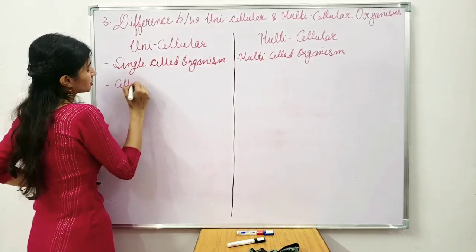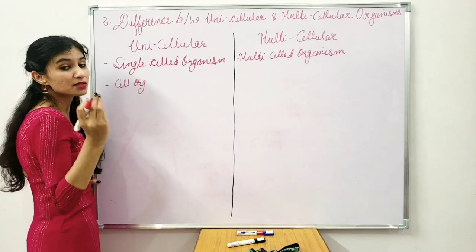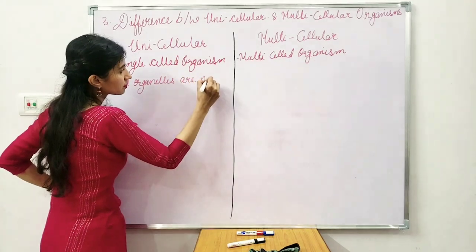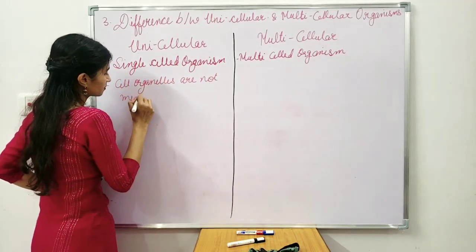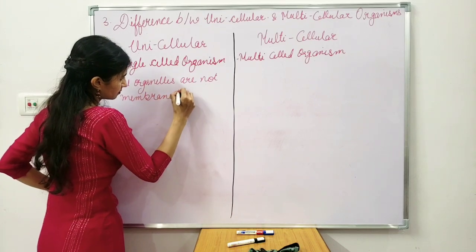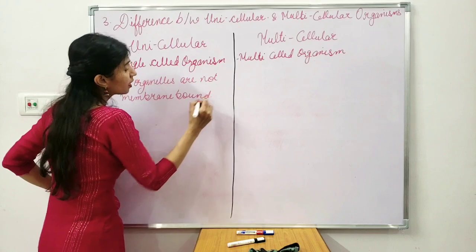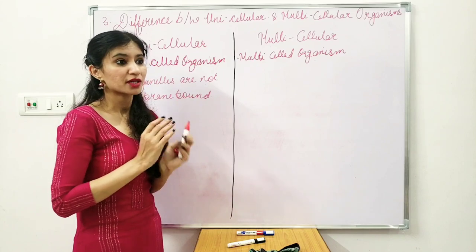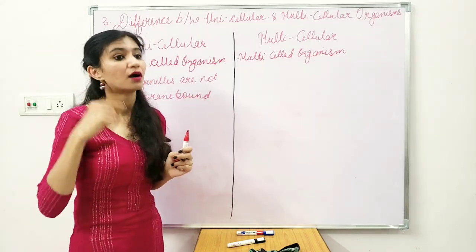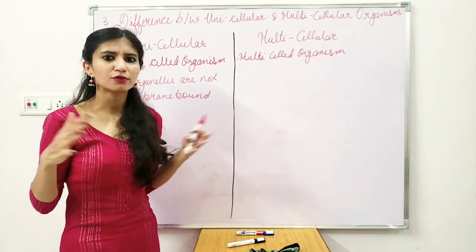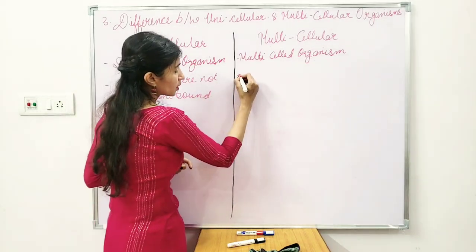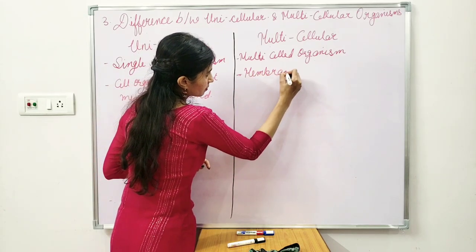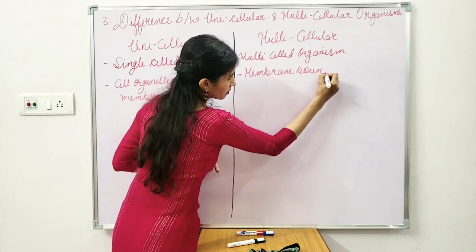Next topic. All these cell organelles, which means the internal structures of the cell, are not membrane bound. Which means that none of its organelles are in a particular membrane, like the membrane of the nucleus, the membrane of the mitochondria, or for the ER. So they are just floating in the cytoplasm. Whereas for this one, membrane bound organelles.